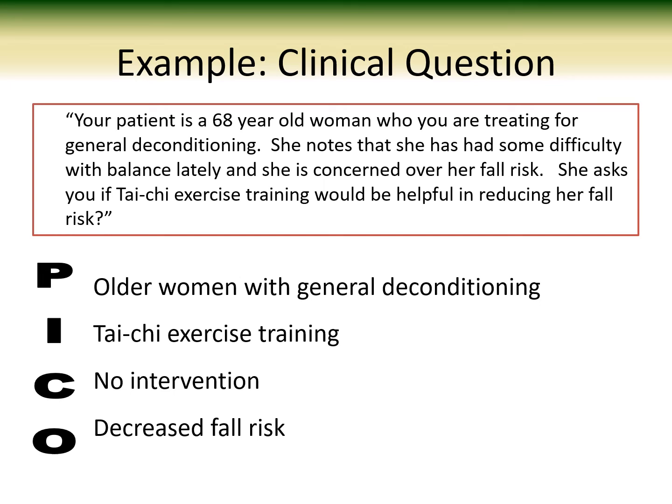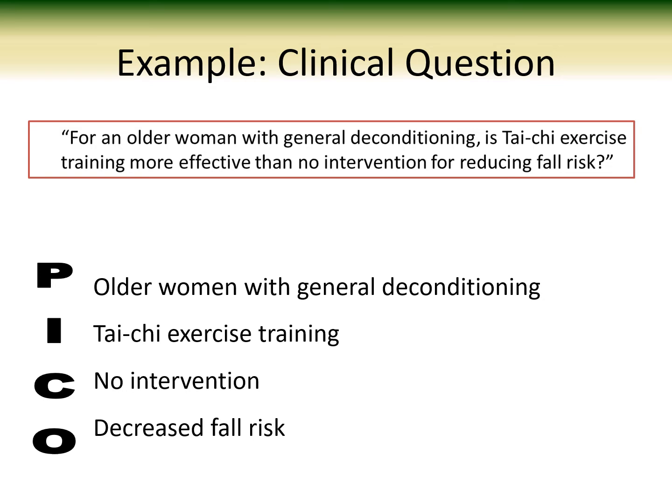And for the O, or the outcome, we want to know, does this particular approach, Tai Chi exercise training, reduce fall risk in elderly women? And once we have that PICO format, we can finally develop our clinical question. For an older woman with general deconditioning, is Tai Chi exercise training more effective than no intervention for reducing fall risk?